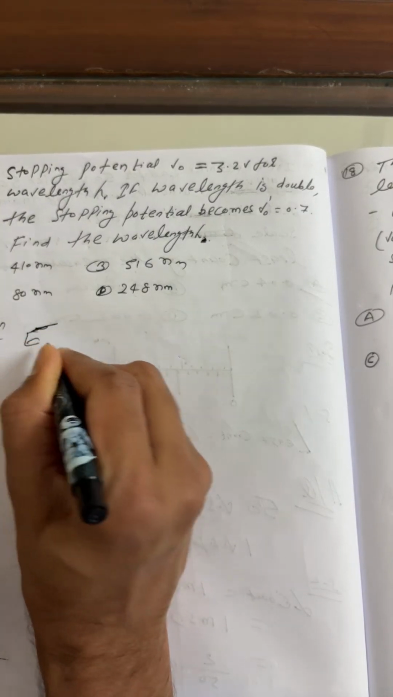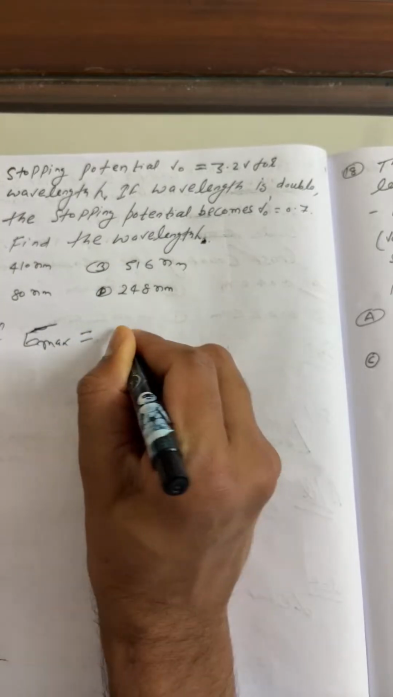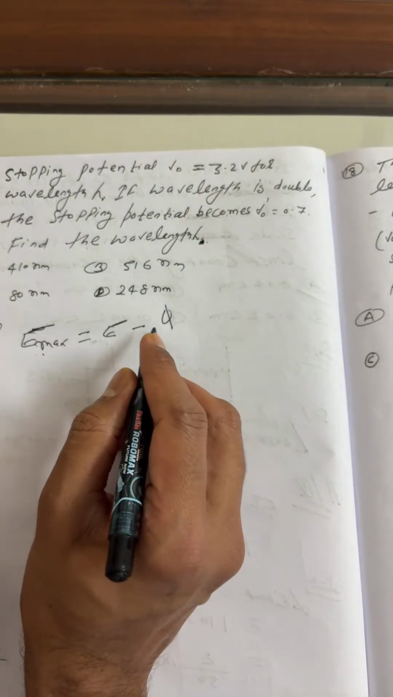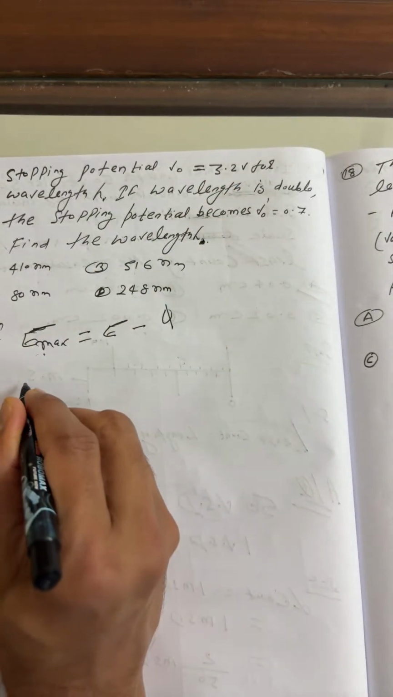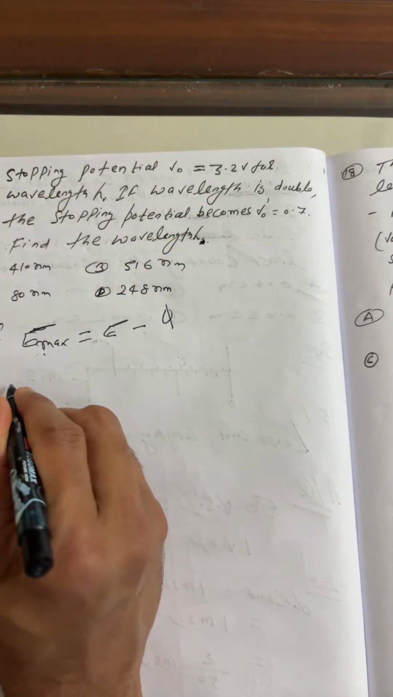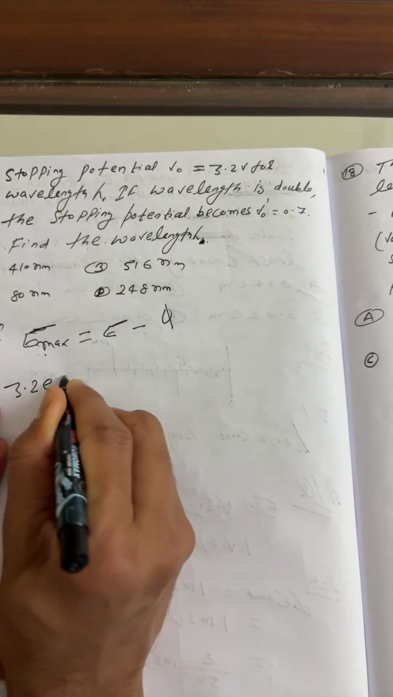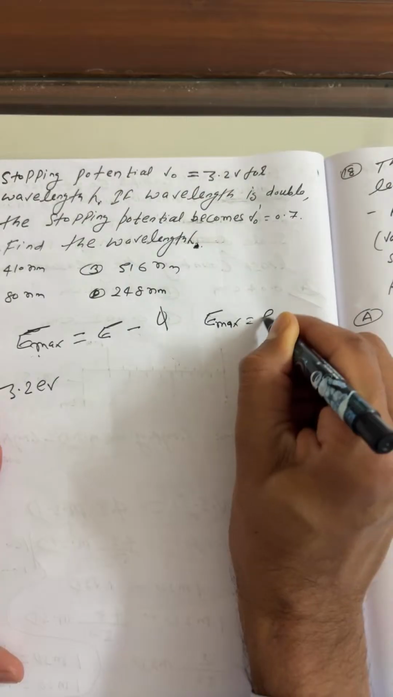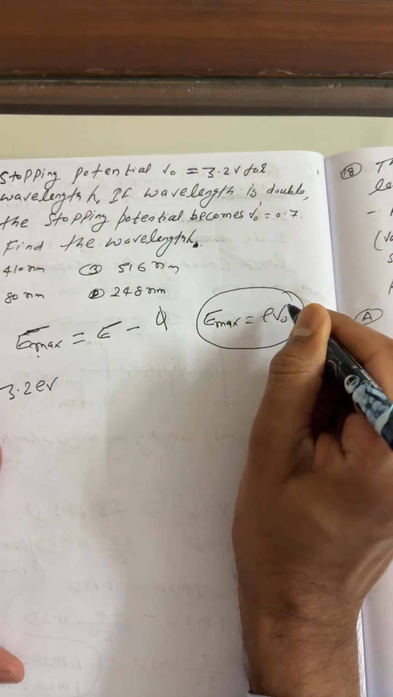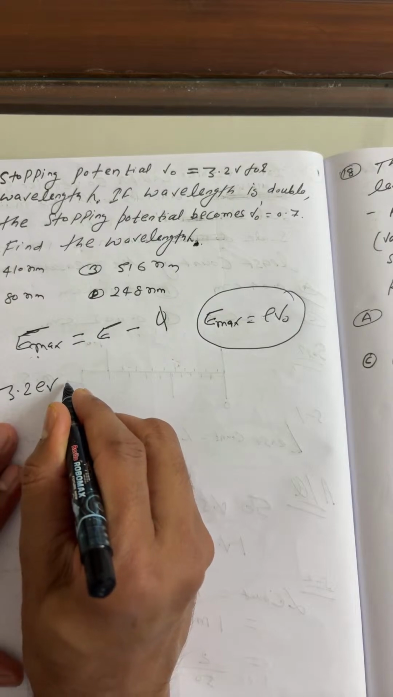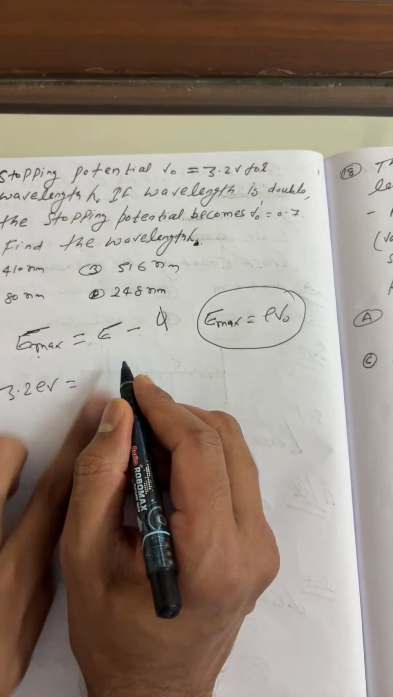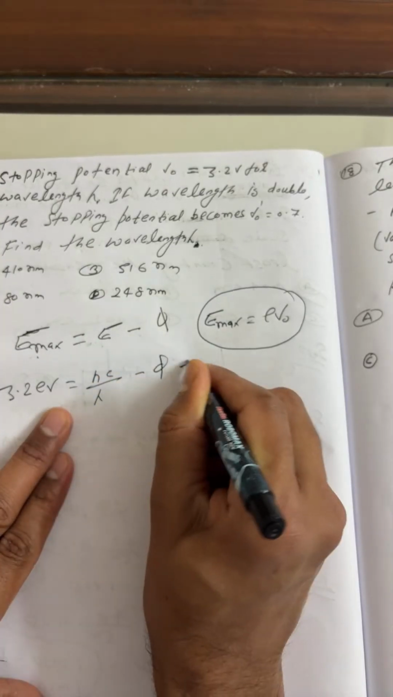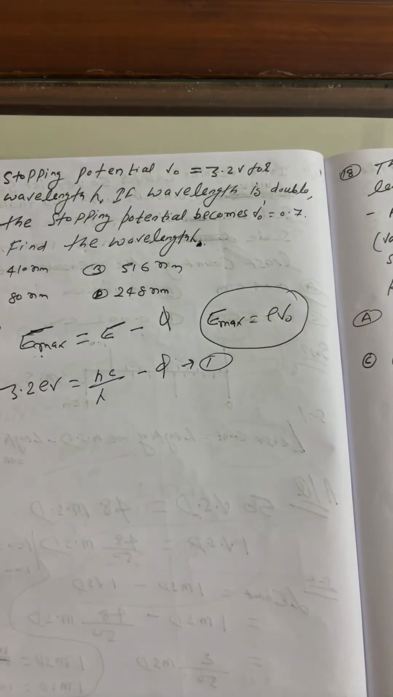Maximum energy is equal to energy minus the work function. E max is eV naught for this case. So it is mentioned, you can write 3.2 electron volt. E max is nothing but eV naught, so this is 3.2 electron volt. Now this E is hc by lambda minus work function. Say equation number one.